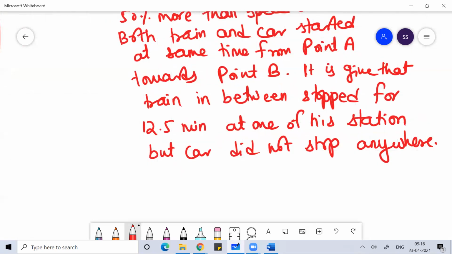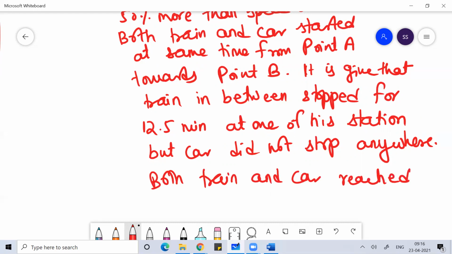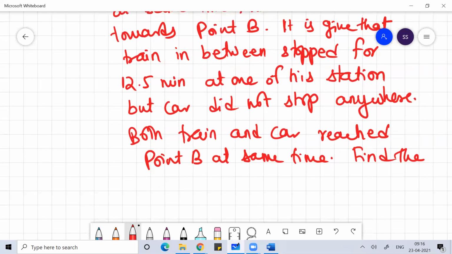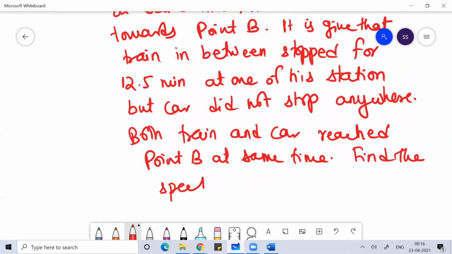Okay. So both train and car reached the finishing line, point B, at the same time. So find the speed of the train. Suppose this is the question.